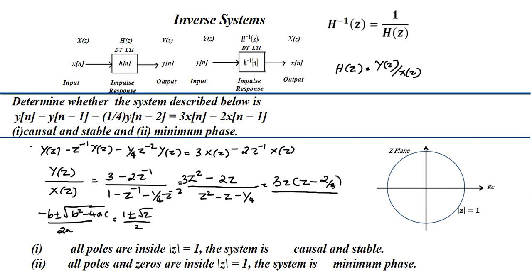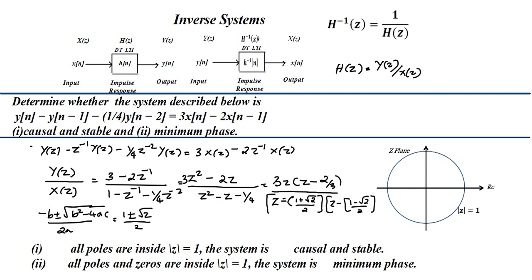Okay, so we got two roots: (1 + √2)/2 and (1 − √2)/2.